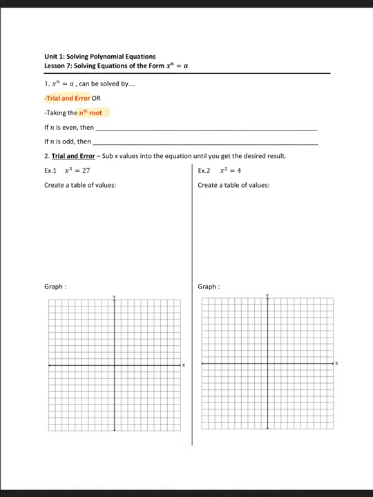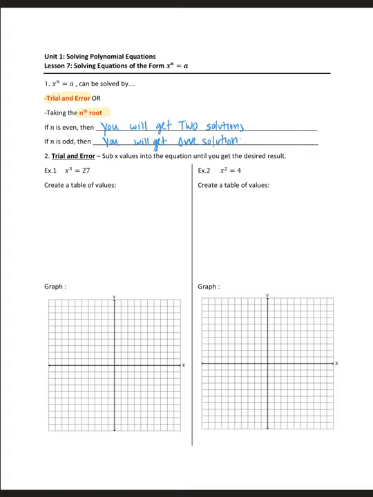So if n is even, then you will get two solutions. If n is odd, then you will get one solution. I'll show you what I mean by that.